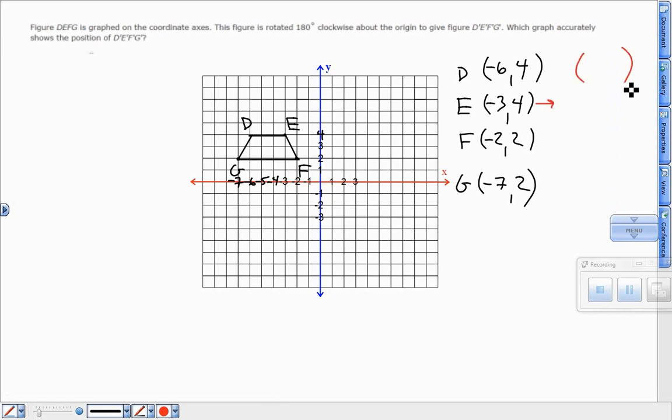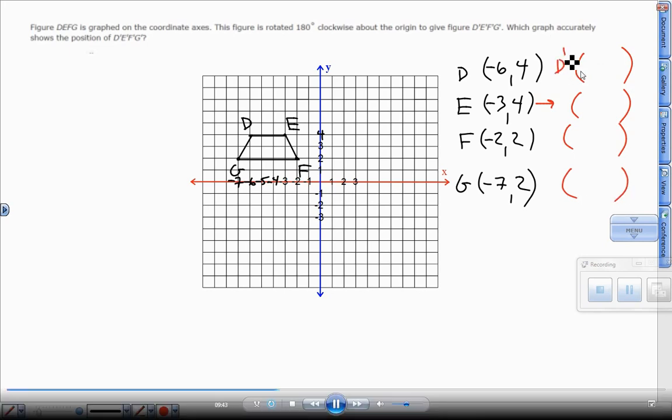Just opposite them. So the opposite of -6 is going to be +6. The opposite of 4 is going to be -4. But again, do not switch the points around. You only do that for those quarter turns. Leave the points in the same place, but just opposite them. So opposite of -6, +6. Opposite of 4, -4. Opposite of -3, 3. Opposite of 4, -4. Opposite of -2, 2. Opposite of 2, -2.